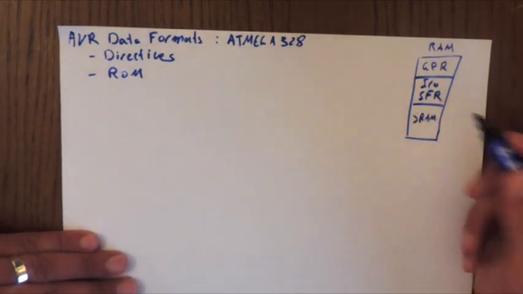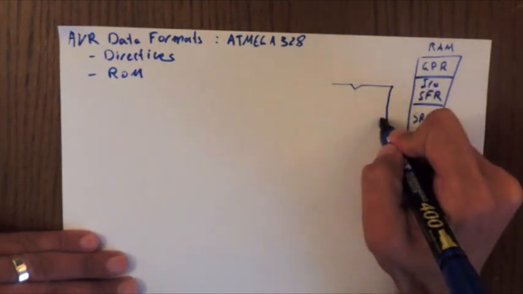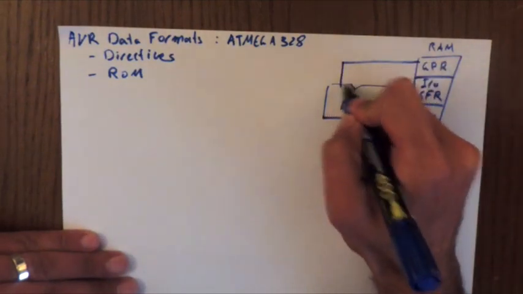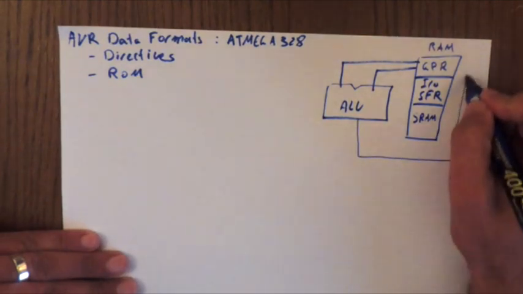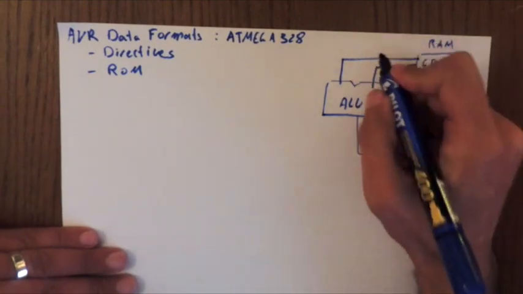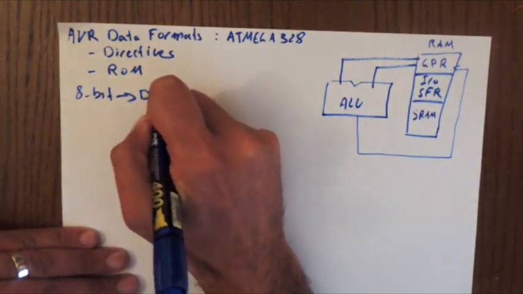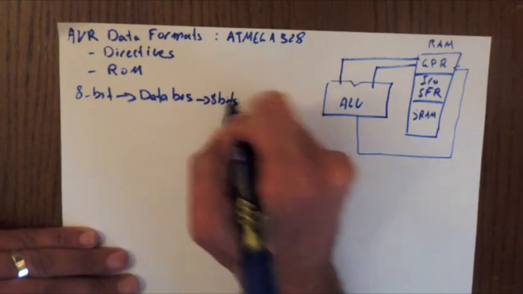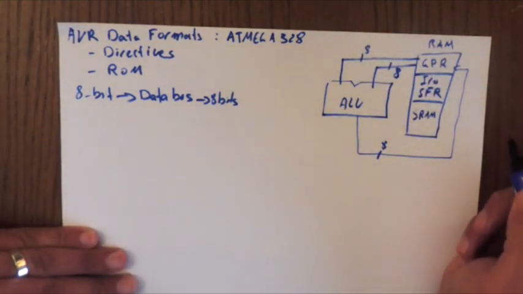So this is my data, and this GPR typically communicates with my ALU, and of course data from the ALU will go into the GPR. And we discussed that this is an 8-bit microcontroller. Bit implies the data bus is 8 bits. So this is the data bus, 8 bits here, another 8 bits here.